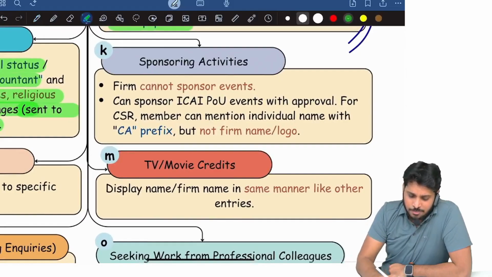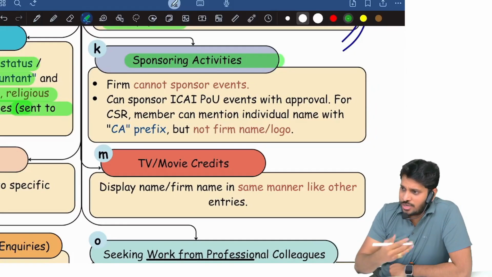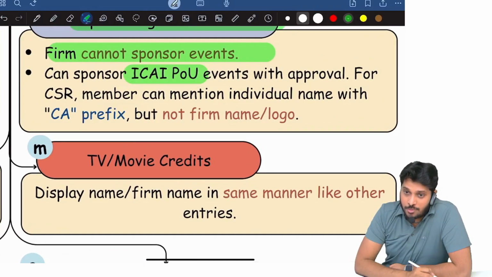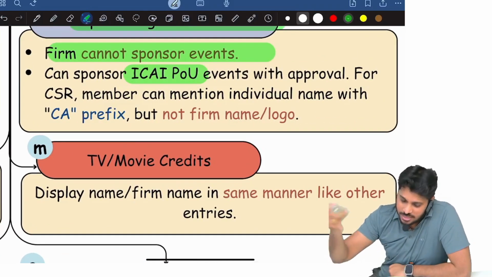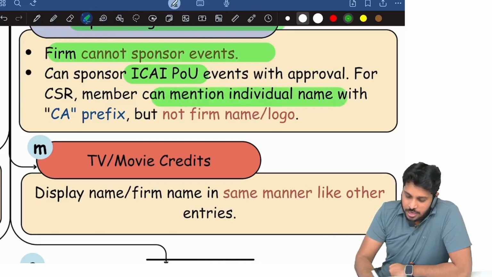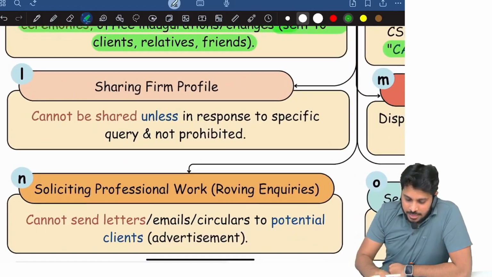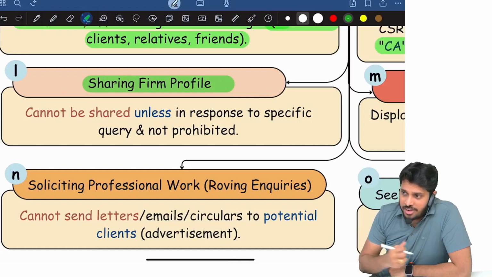Can a CA firm sponsor any sporting events, any activities? You should not sponsor. However, if it is an ICAI program organizing unit, if ICAI organizes cricket, all that, you can sponsor. There you can mention the individual name and the CA logo, but the firm name and logo should not be mentioned.